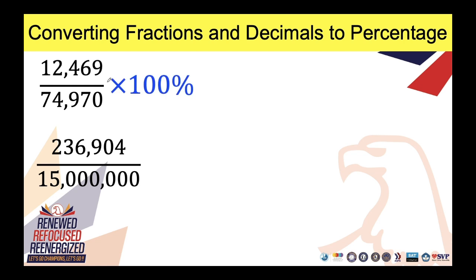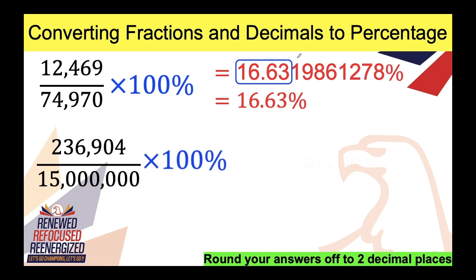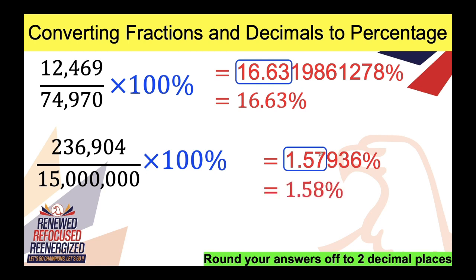Okay, same process, times 100%, numerator divided by denominator, it gives us this value. Two decimal places, this is lesser than 5, so it should remain as is. The next one, times 100% still. All right, two decimal places. This is greater than 5, so this must be added by 1. 1.58%. And that's how easy it is.